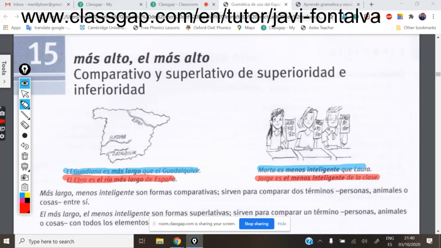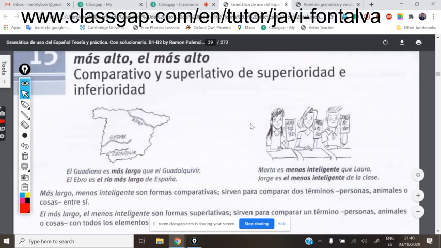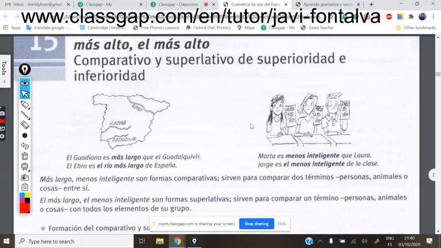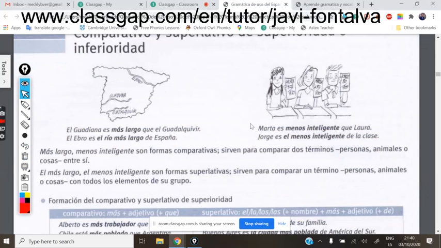It's like in English when you say "the least intelligent one," using "one" as a pronoun. In Spanish, it's just omitted. So here, el menos, no noun, el menos inteligente is the least intelligent one. Quite easy, right? I think it's way easier than English. In English, sometimes you have to add -er or -est. In Spanish, it's pretty much the same.